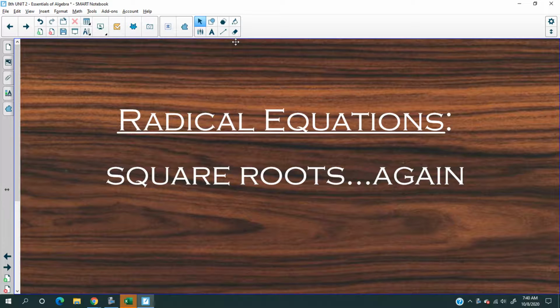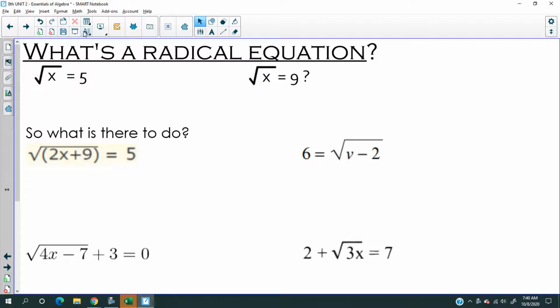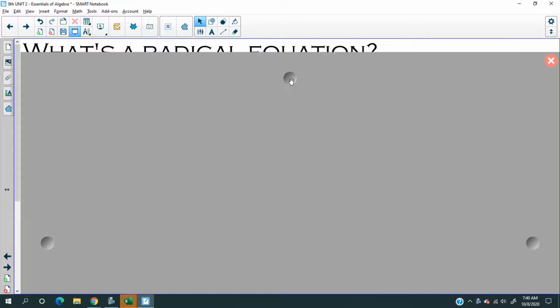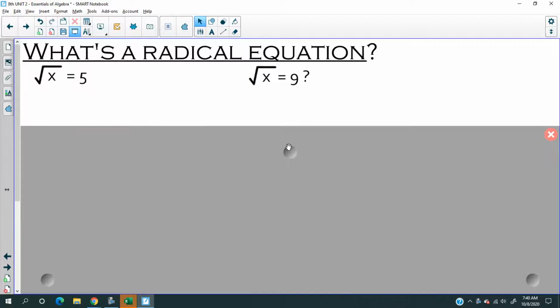Okay, all right. So you should write this down. Radical equation. So it looks like we're talking about square roots again. And this time we're combining unit 1 and unit 2 together. So let's take a look. Now let me give you a couple of examples first. All right, so this is the premise of a radical equation.